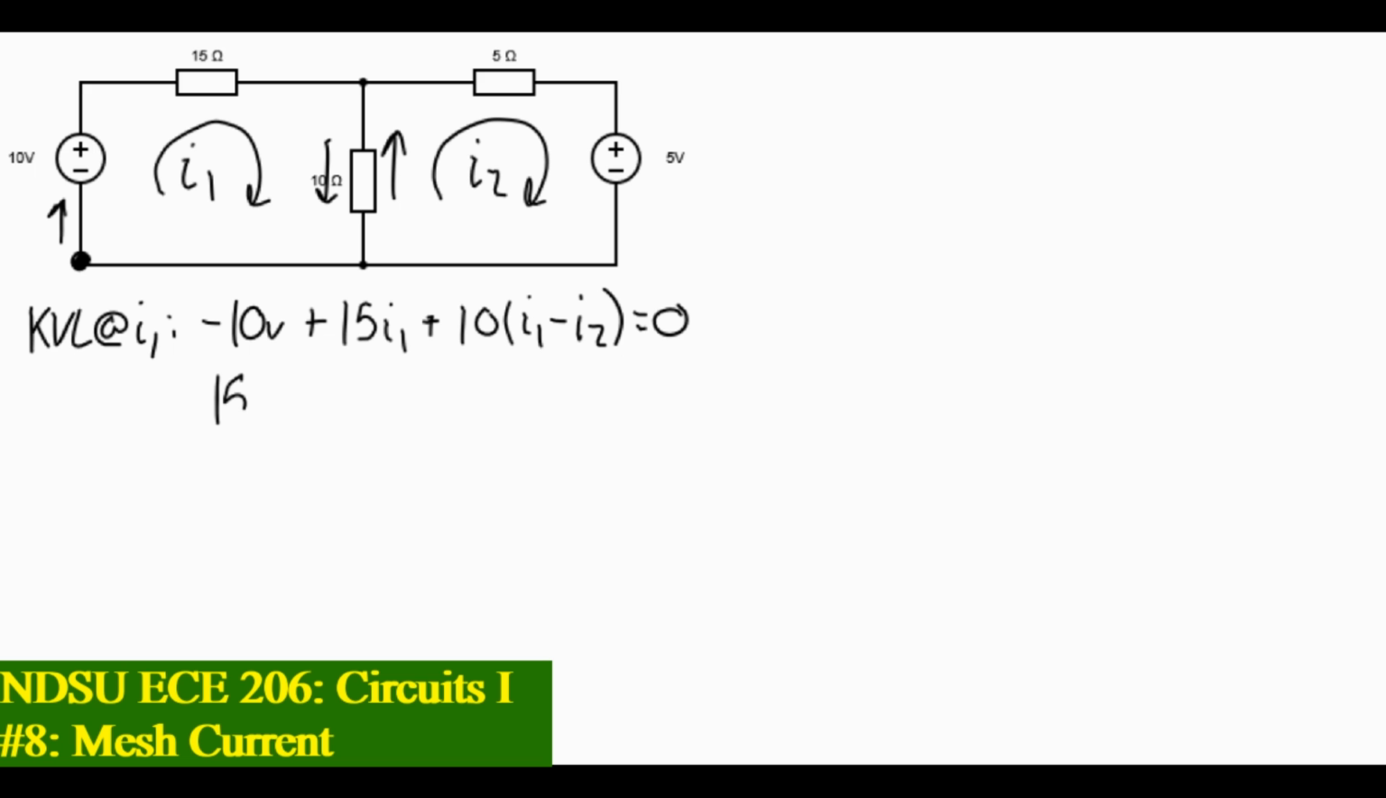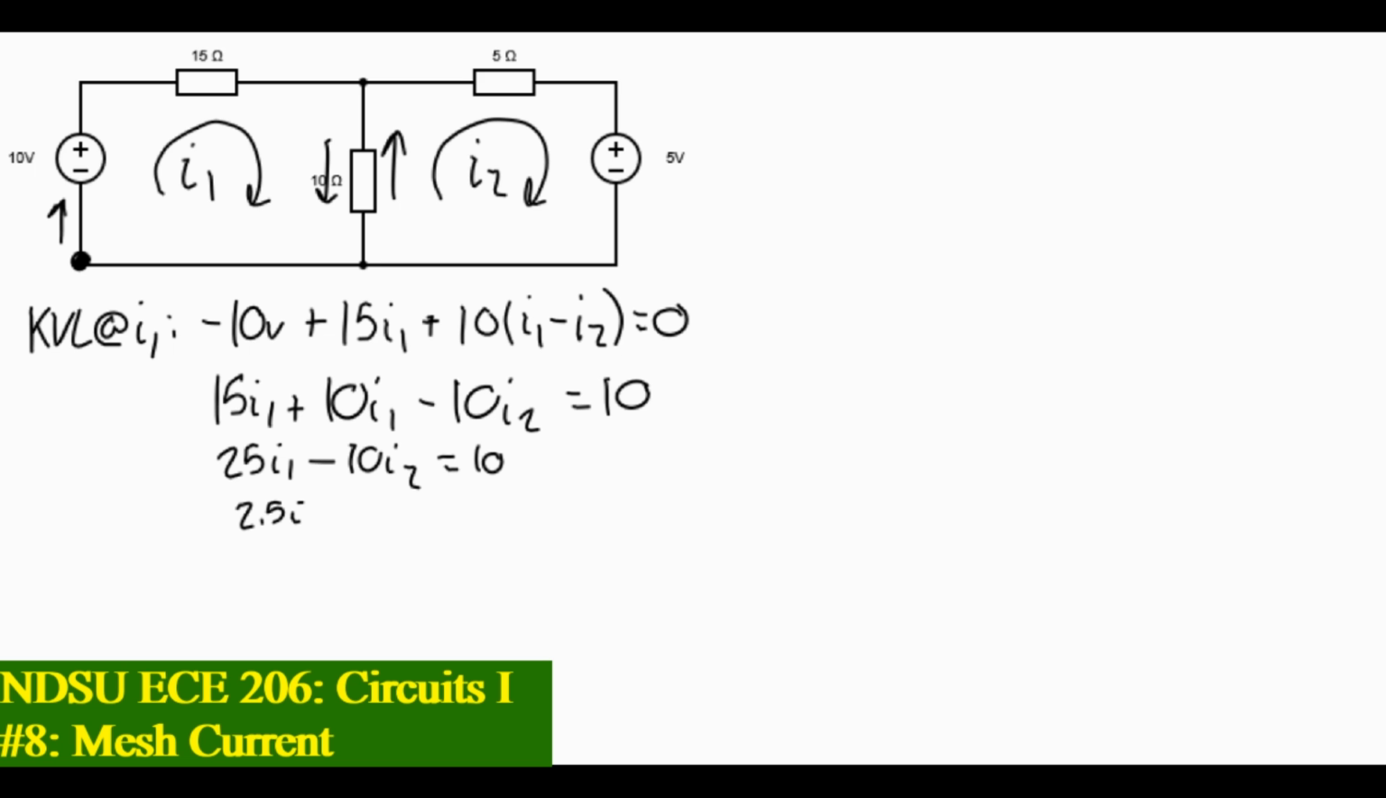So we're going to get 15 I1 plus 10 I1 minus 10 I2. Sorry about that. Getting a little lost. Okay, let's just simplify. 25 I1 minus 10 I2 equals 10. Let's divide by 10. 2.5 I1 minus I2 equals 1. All right, awesome. Let's do it again for I2.